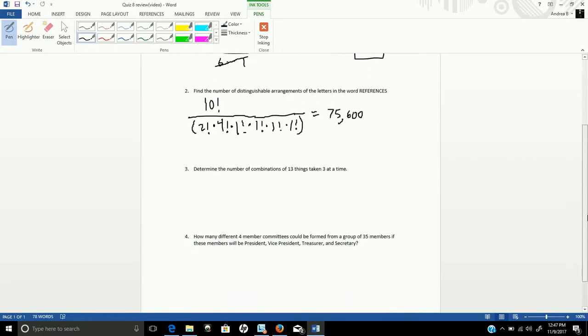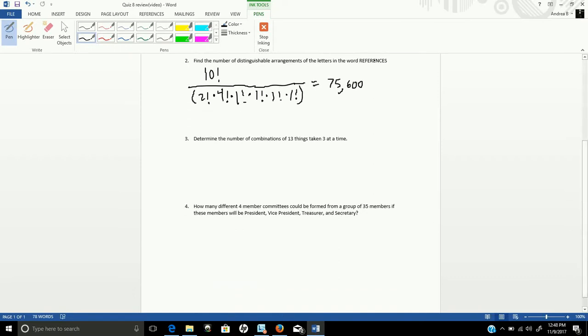Make sure that you're practicing, make sure you're getting those same answers there, so that way you're entering them into your calculators correctly. So in this next one, we have determine the number of combinations of 13 things taken 3 at a time. So here for numbers 3 and 4, you're going to have either combinations or permutations for those.